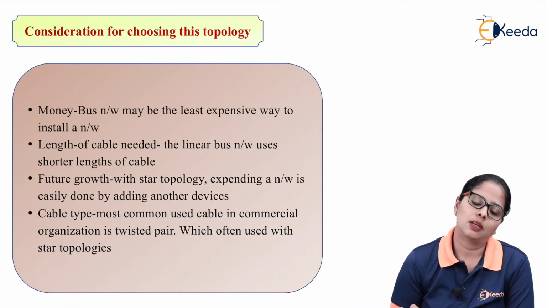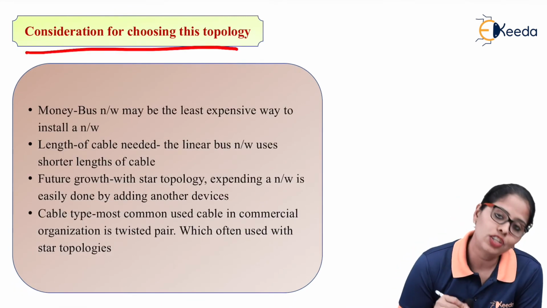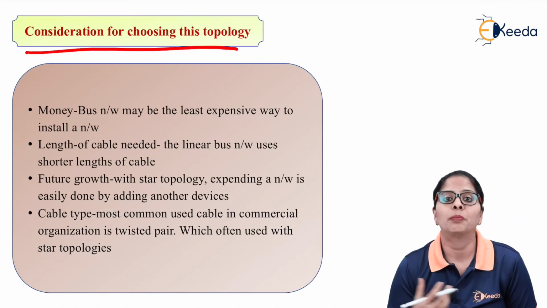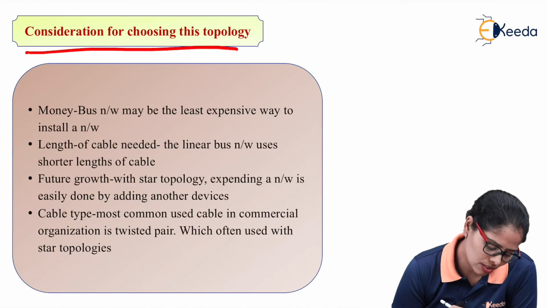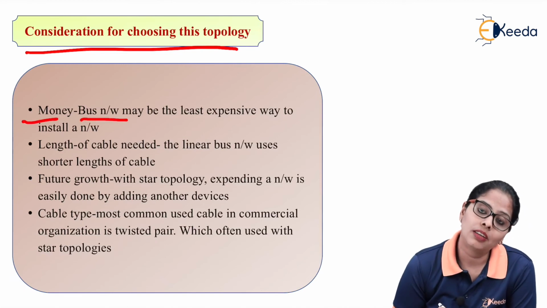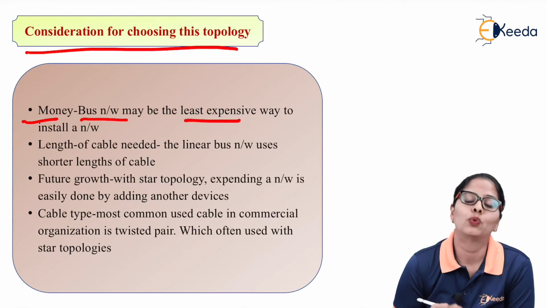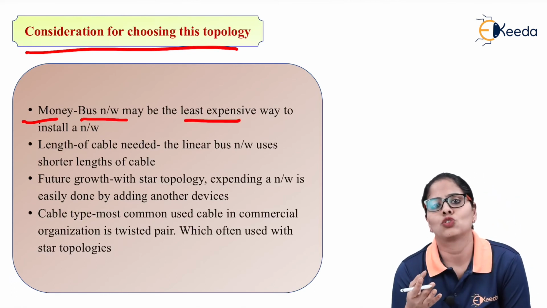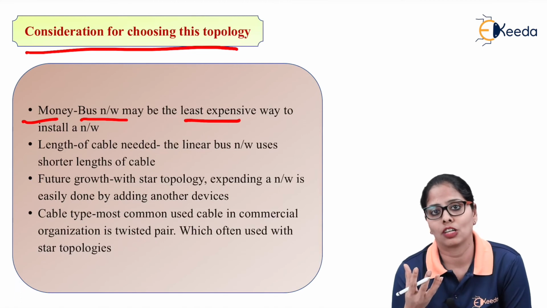Now let us discuss why we choose this topology. What is the logic behind it? Why are we combining the two topologies? The first is money, because the bus network may be the least expensive way to install the network. So why do we go for the bus topology? Because it is cheaper in cost.